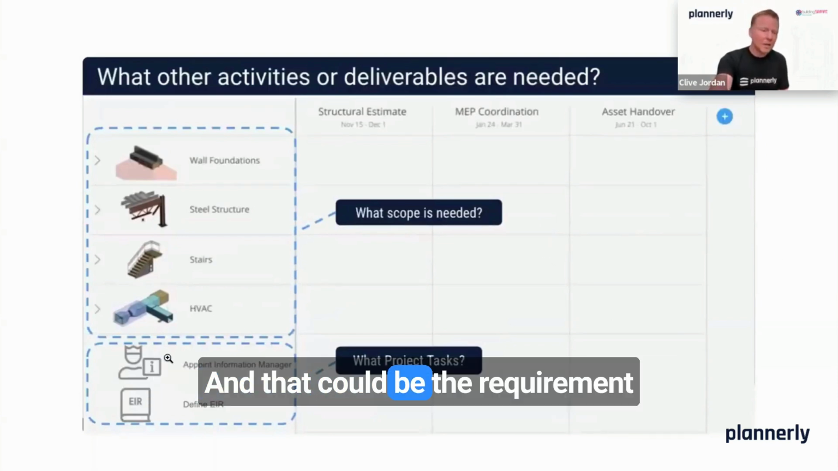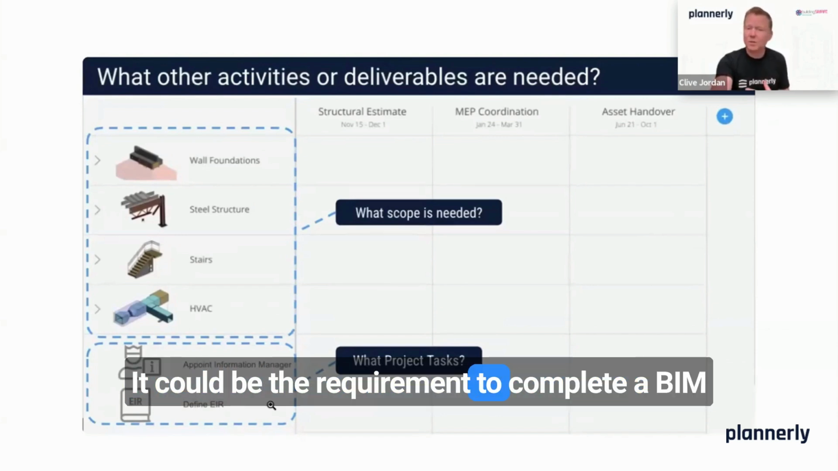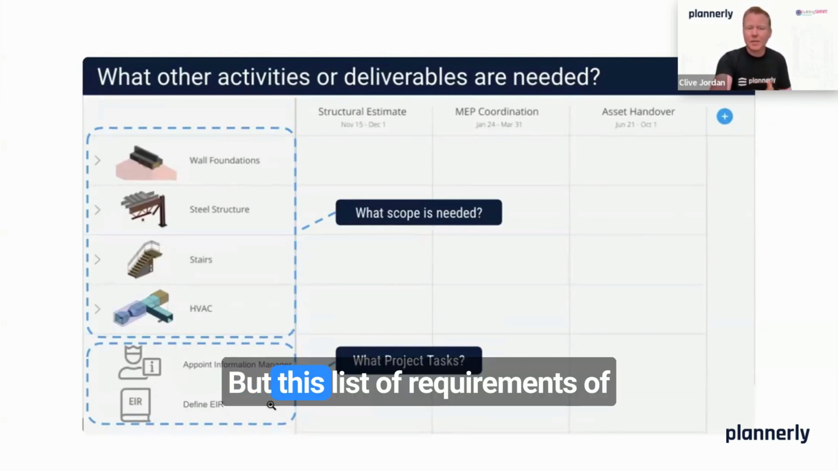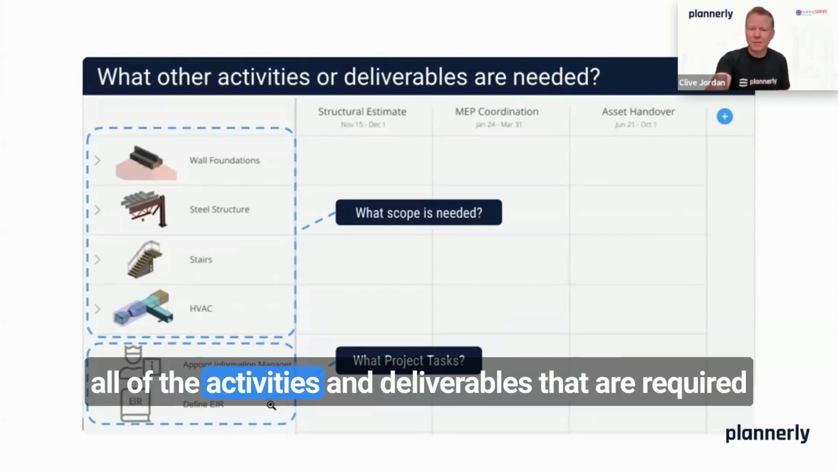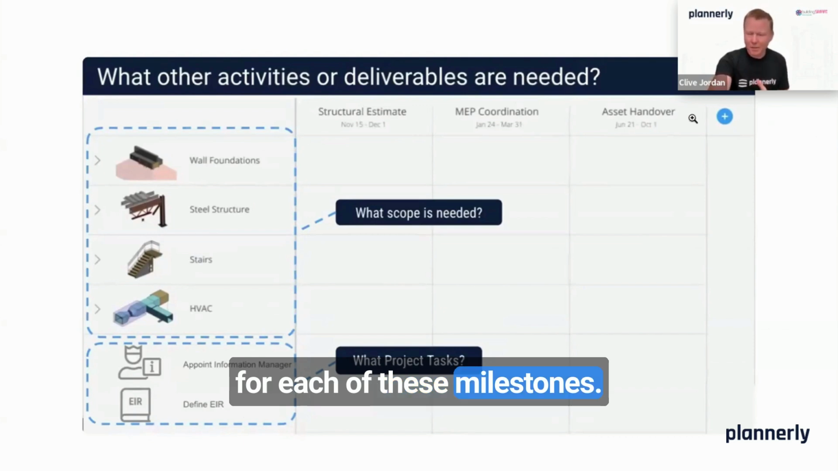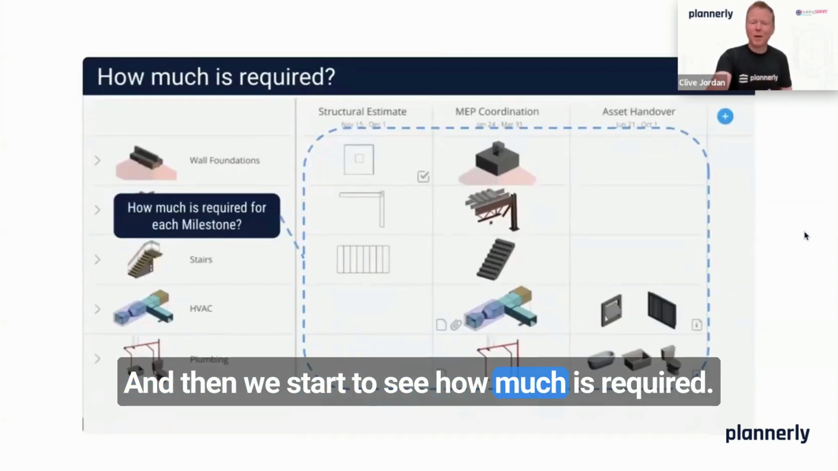And that could be the requirement to appoint an information manager. It could be the requirement to complete a BIM execution plan or something along those lines. But this list of requirements of all of the activities and deliverables that are required for each of these milestones is defined as a list. And then we start to see how much is required.